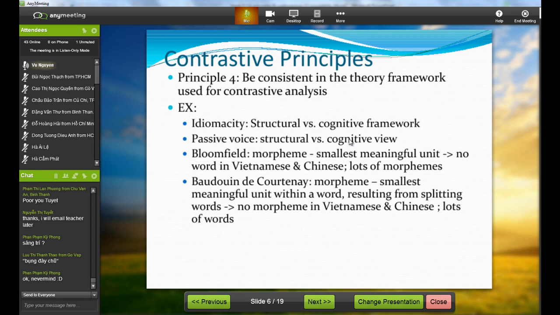Now, let me give you another example about the nature of word and morpheme. This has been very much a debate until now in Vietnamese language studies. Now, according to Leonard Bloomfield, well, before I go on, everybody, I would like to have a little quiz. What is Bloomfield famous for? Oh, hey, this is an easy quiz first. Where is Bloomfield from? What is his nationality? Please type your answer into the chat window.